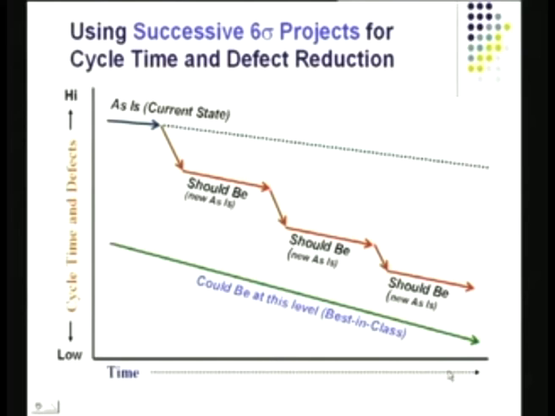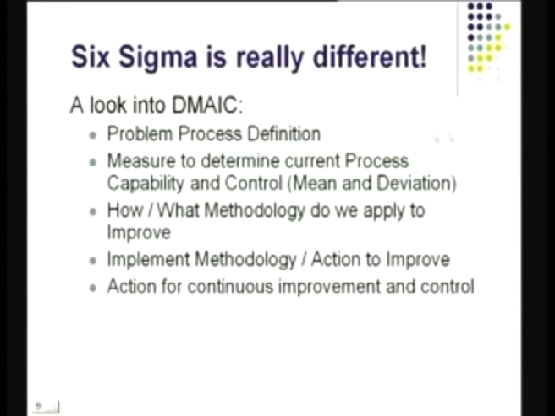As far as the impact of DMAIC is concerned, you look at cycle times and defects. This is the low end of cycle time, that's small cycle times and low defects. This is the high end of it. If you start here and keep doing Six Sigma projects, your march is going to be like this. And you could actually reach the level eventually, if you put enough effort into it, that will be best in class, perhaps best in the world. Six Sigma, therefore, is really, really different.